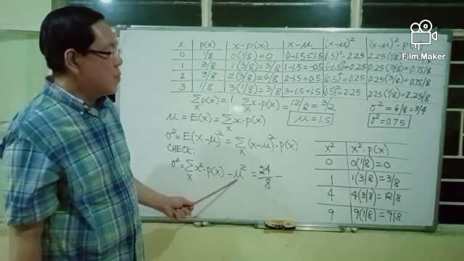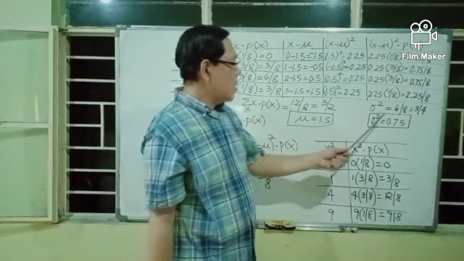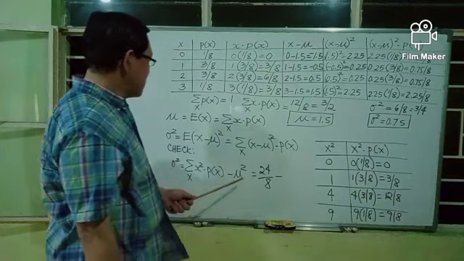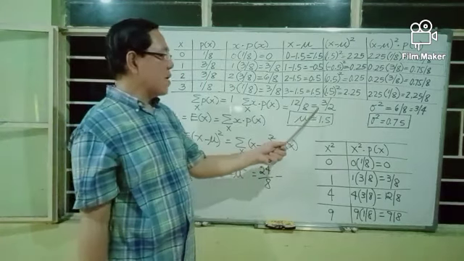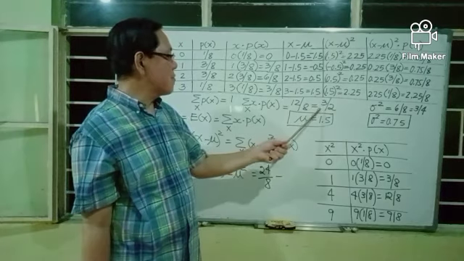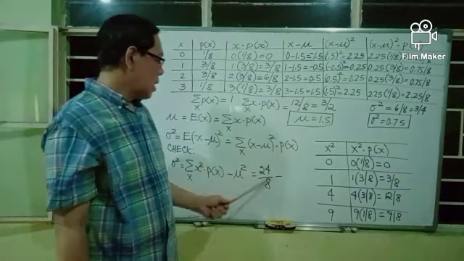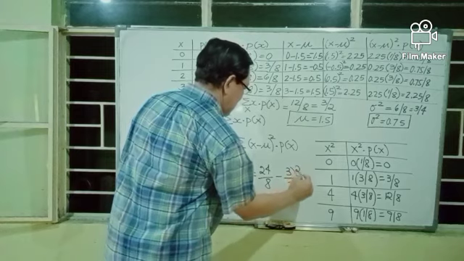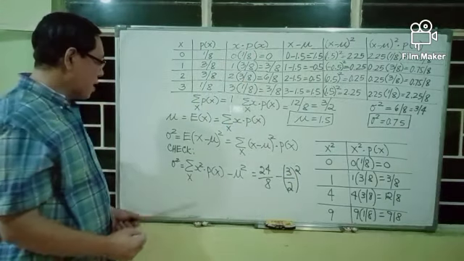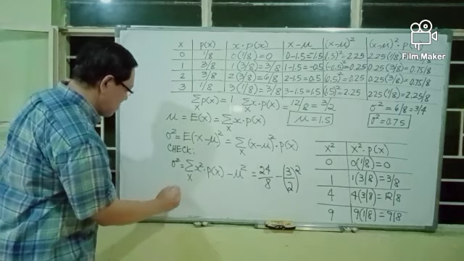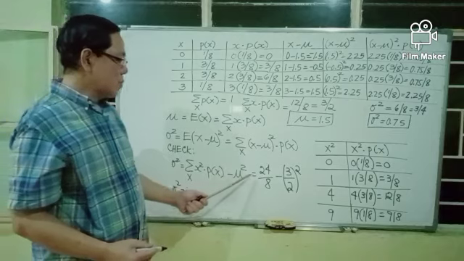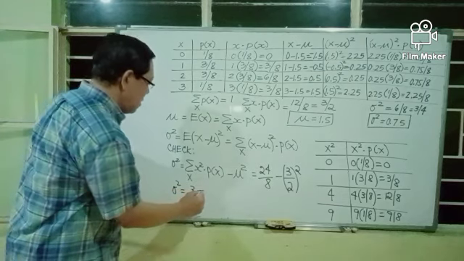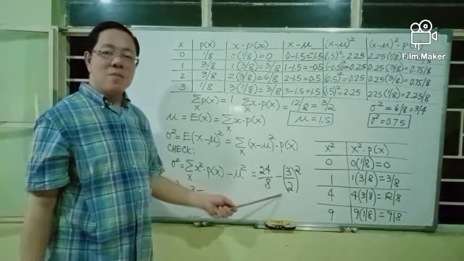Minus the square of mu. I will use the fractional value of mu, 3 over 2, which is 1.5. And we square it. We simplify, we have sigma squared is equal to 24 divided by 8 is 3, minus the square of 3 halves, which is 9 over 4.